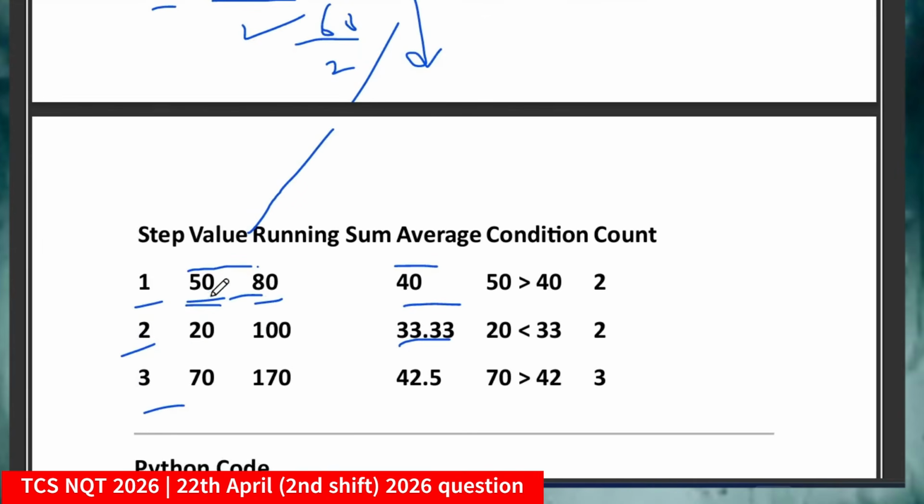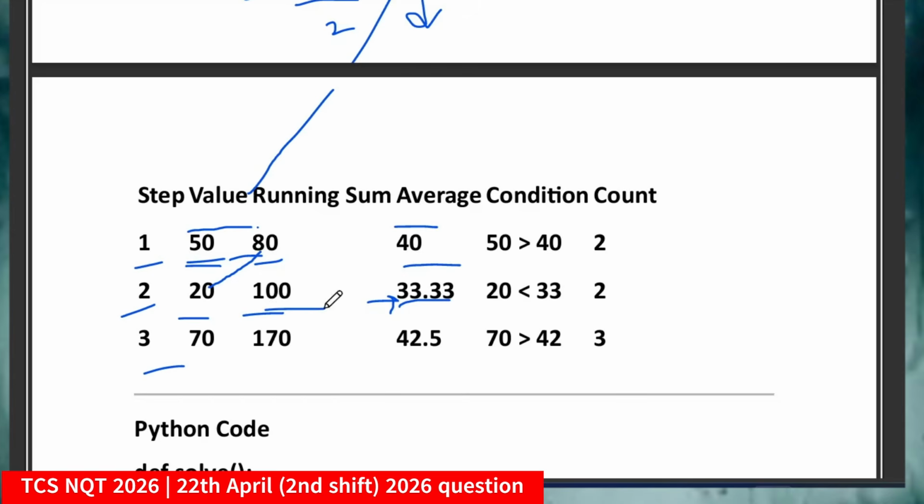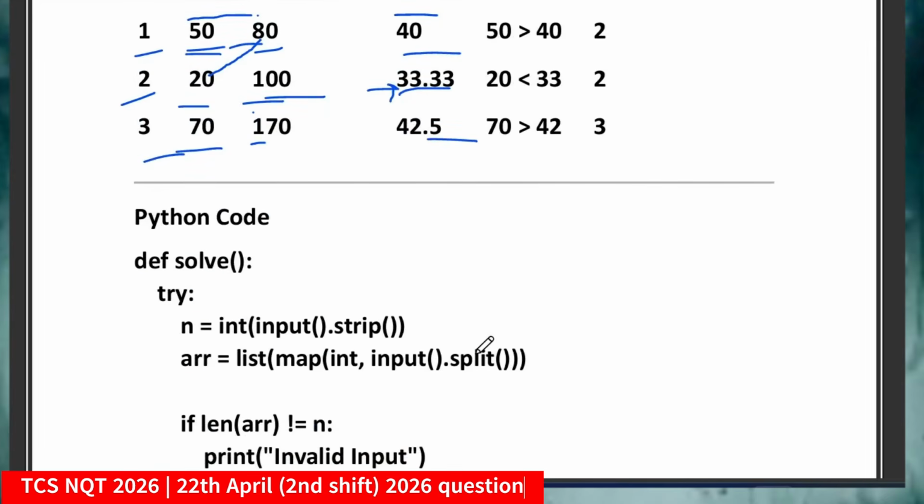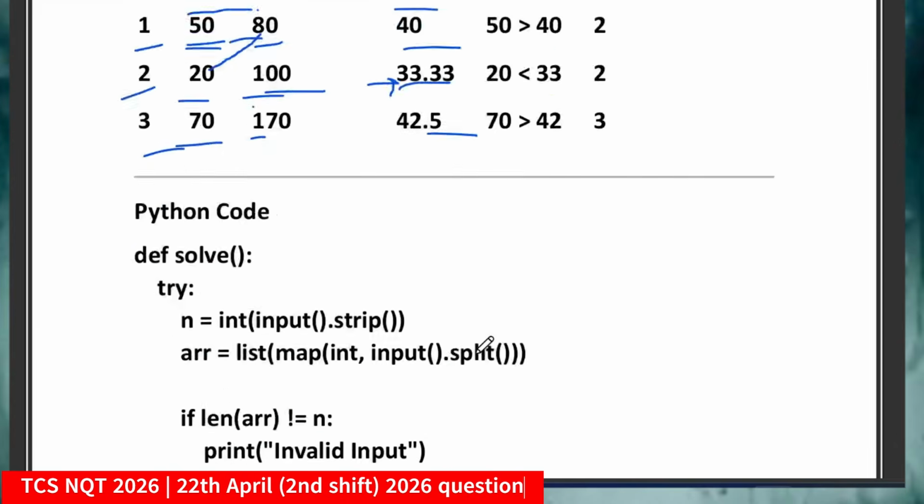Now again, the next step: you add the running sum with 20, because the current value is 20. So 80 plus 20 equals 100, and you divide 100 by 3 because this is the third step. So you will get the average 33.3. Now here the running sum is 100 and the current value is 70. So 100 plus 70 equals 170, and if you divide by 4, we get 22.5. So that's it, you have to just compute that. If you got the logic, then you will be able to solve this.